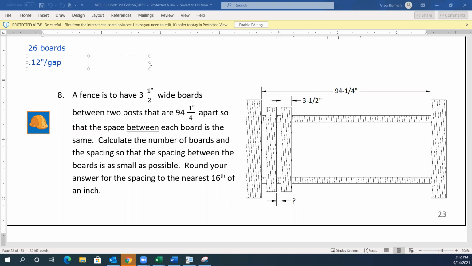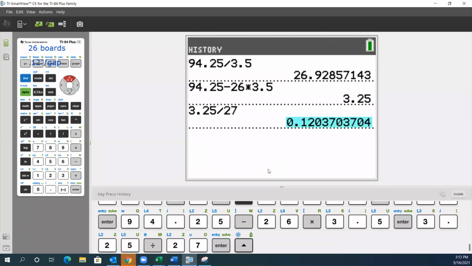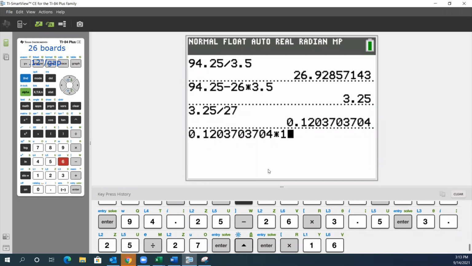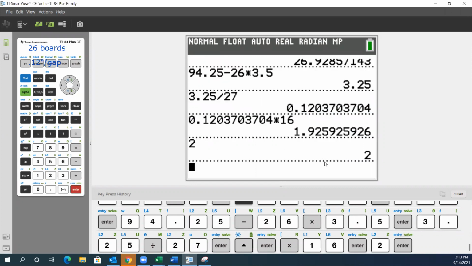Okay, but we're using the standard system of measurement, not metric. Which means we get to do more math. Yay. Okay, so it says let's round to the nearest 16th of an inch. Well, how the heck do we do that? Well, our measurement is already in inches. So here's how we do it. And we're going to get a lot of practice at this, okay? So it's 0.12 inches for each gap. And if we want to go to 16ths of an inch, just multiply by 16. And what does that round off to? It rounds off to 2. So we're going to get 2/16ths of an inch per gap.